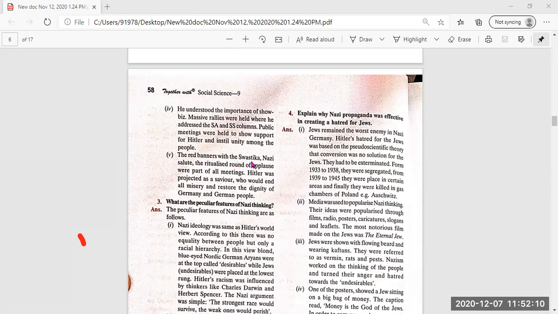Then red banners with swastika, the Nazi salute, and ritualized applause were part of all meetings. After every meeting, people used to give a big round of applause to attract the attention of the people. The red banners with the swastika sign attracted the people. All this was meant to attract the people so that more and more people would vote for and support the Nazi Party.